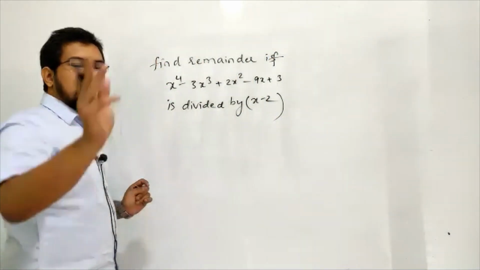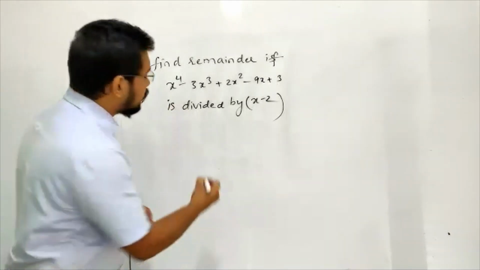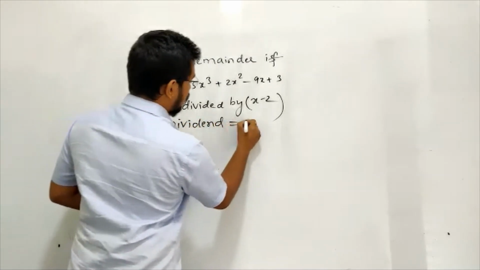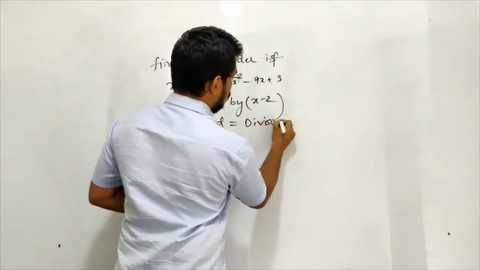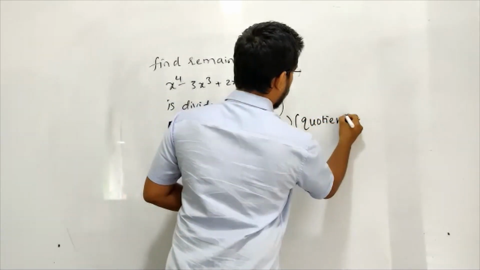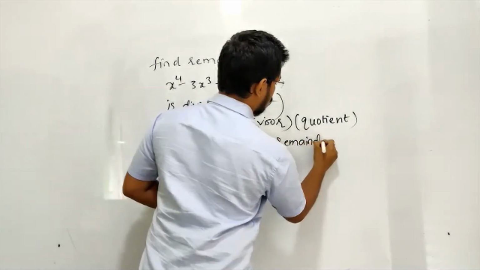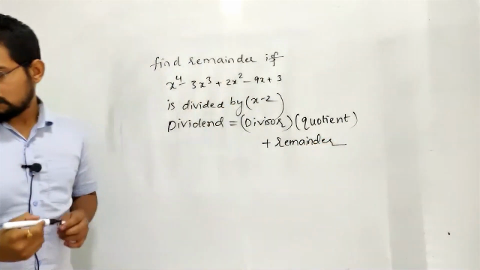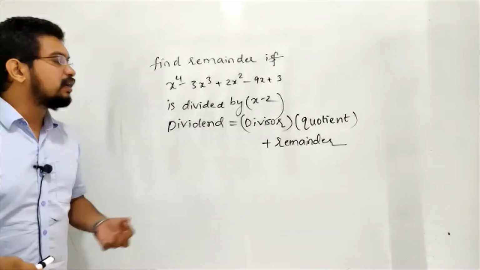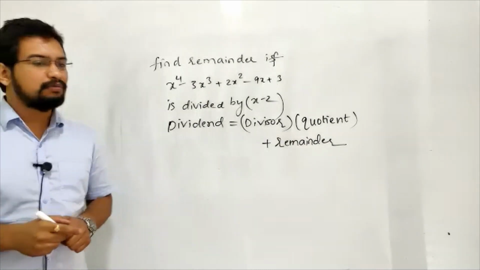As you are studying from childhood, from the 5th or 6th standard, you write it as dividend is divisor into quotient plus remainder. Dividend is divisor into quotient plus remainder.